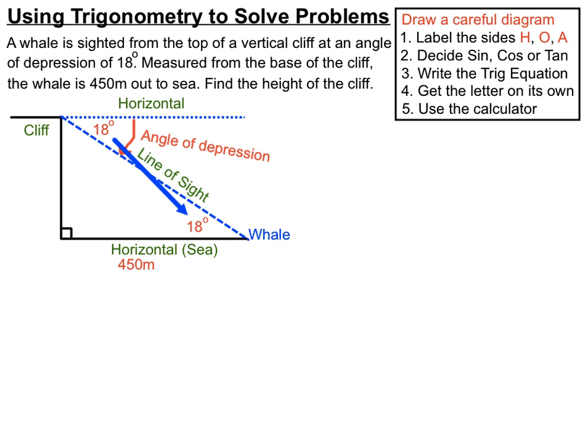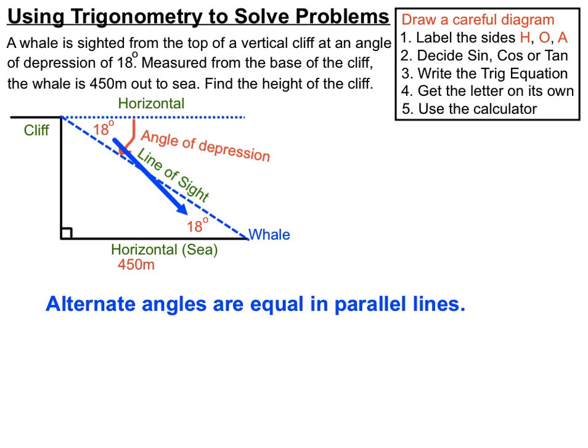Now we do a special thing here with the 18 degrees. Because this is a horizontal line across the top of the cliff and a horizontal line across the sea, it creates an alternate angles situation here, and we know that alternate angles are equal in parallel lines, so that allows us to piece together the triangle. So that 18 degrees comes down, and it's the base angle of our triangle down here. It's kind of like the angle of elevation up from the sea.